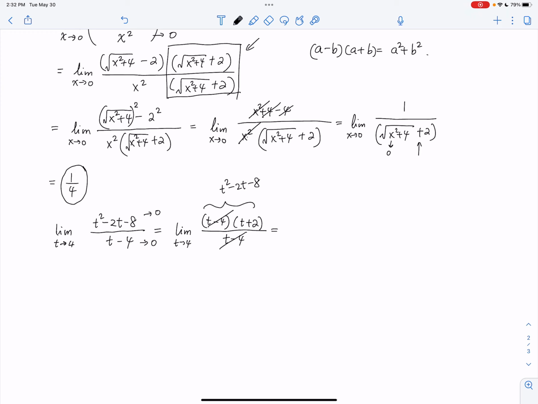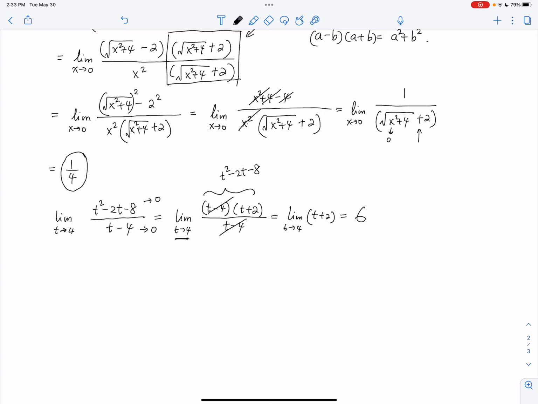Remember that we can do this because t approaches 4. That means t is a number that is close to 4, but t will never be 4. So you can cancel t minus 4 because that's not 0. So what you get is simply a limit of t plus 2. And if t is close to 4, that's 6. Okay? So that's something you see all the time about the limit.